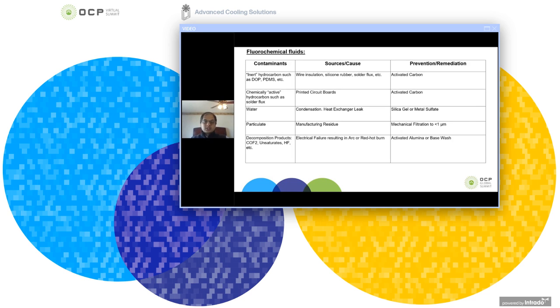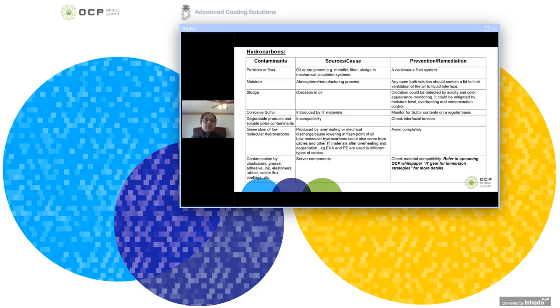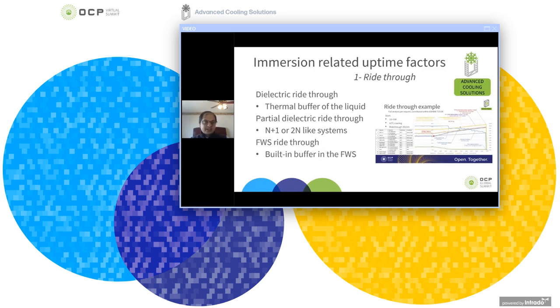white paper. So the recommendation is, the system should be designed to remove water, hydrocarbon oils, acids, and thermal decomposition products. So a fluid conditioning system should be there in situ, in the tank or the solution. Now I would like to hand over to Rolf again to talk about immersion related uptime factors.